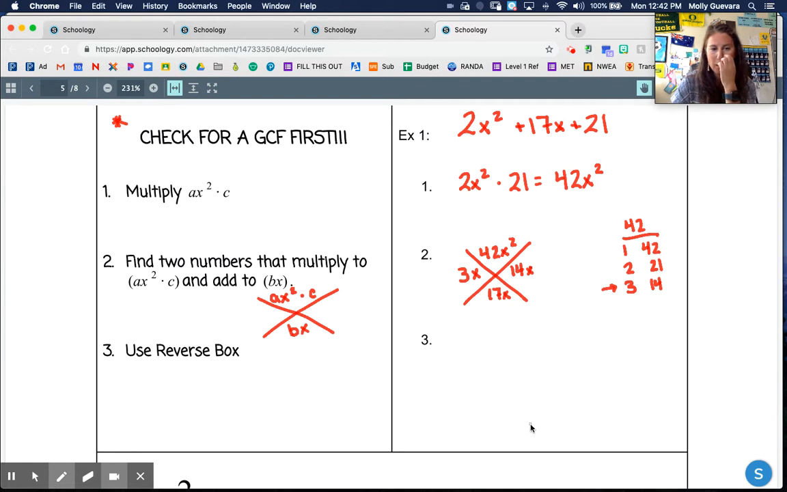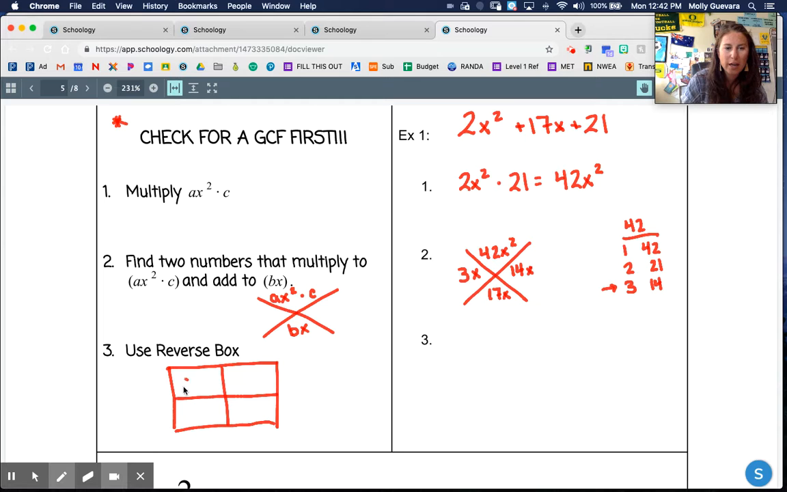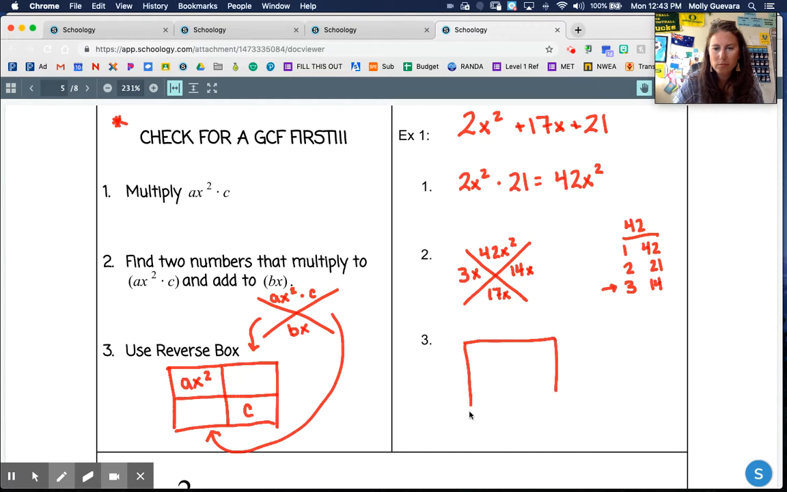Once I have that, then I'm going to go ahead and do my reverse box method. Right? And so in the box, in the top left, we do our ax squared term, whatever that is. And then in the bottom right is our c term. And then whatever these numbers are, fill in there. Okay? So in this problem, here's my box. My ax squared term in this problem is 2x squared. So 2x squared goes in the top left. My c is 21, so that goes in the bottom right. And then I'm going to fill in with these other two. And it doesn't matter. You can write the 3x here or you can write the 14x here. It doesn't matter. Okay, but that's just the way that I'm going to do it.